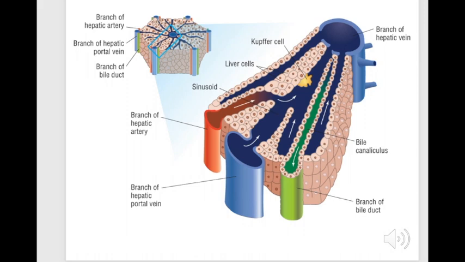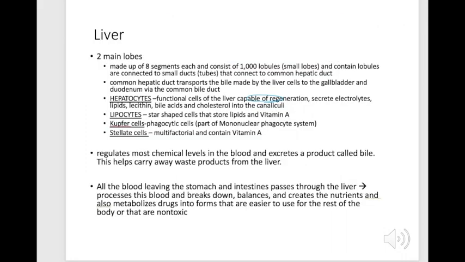So here's what the hepatocyte looks like. And then this is that breakdown even further. So you can see it's almost got a star-like shape. And then at each corner, we have a branch of the bile duct, hepatic portal vein, and hepatic artery that is feeding that. Lipocytes are star-shaped cells that store lipids and vitamin A.